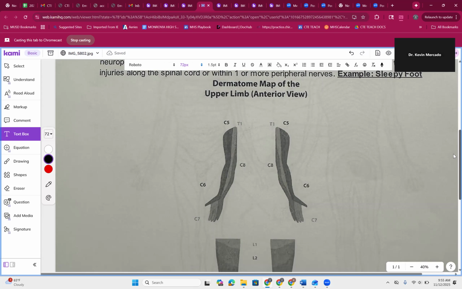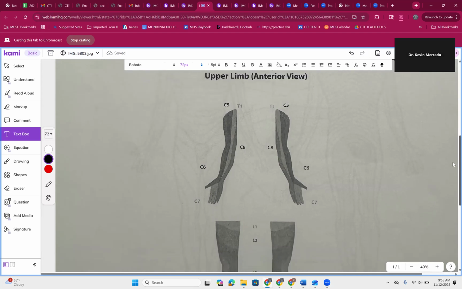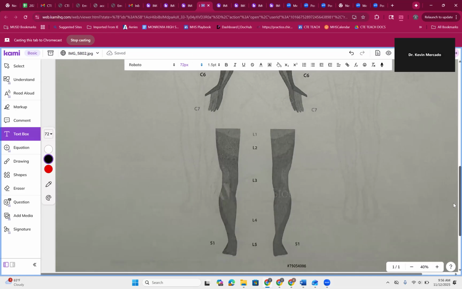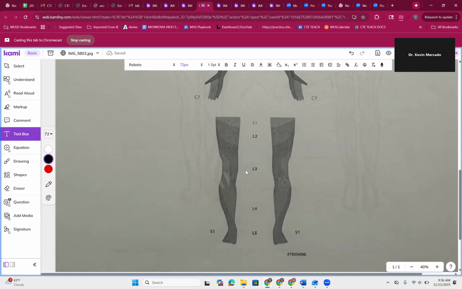So here's a dermatome map of the upper limb. Nothing you really need to do on that. But if you look at C5, this corresponds to the fifth cervical nerve, C6 down here, C7, C8 is along here. And then you have L1, L2, L3, L4, L5. So, for example, you sit on your butt too long on the right side, and then your foot goes tingly because that particular peripheral nerve has been affected and compressed.